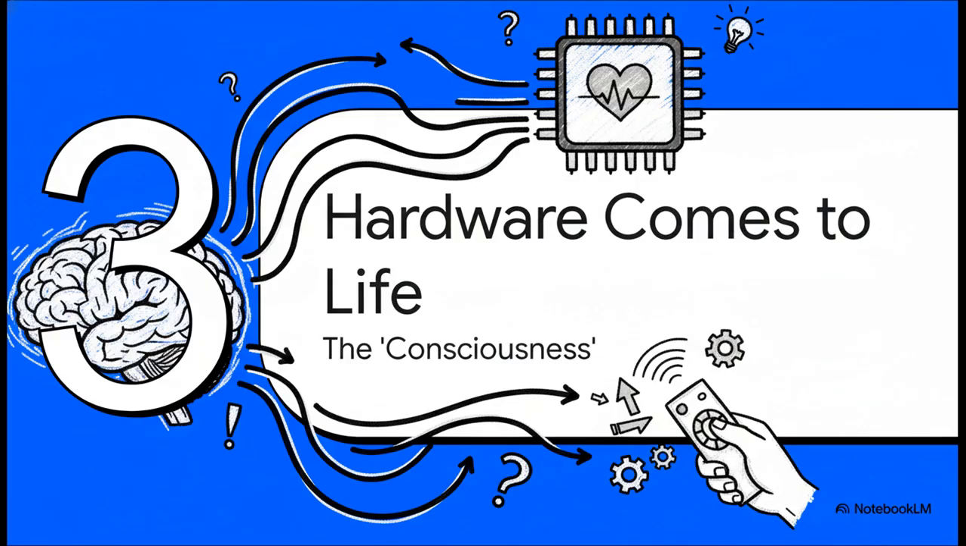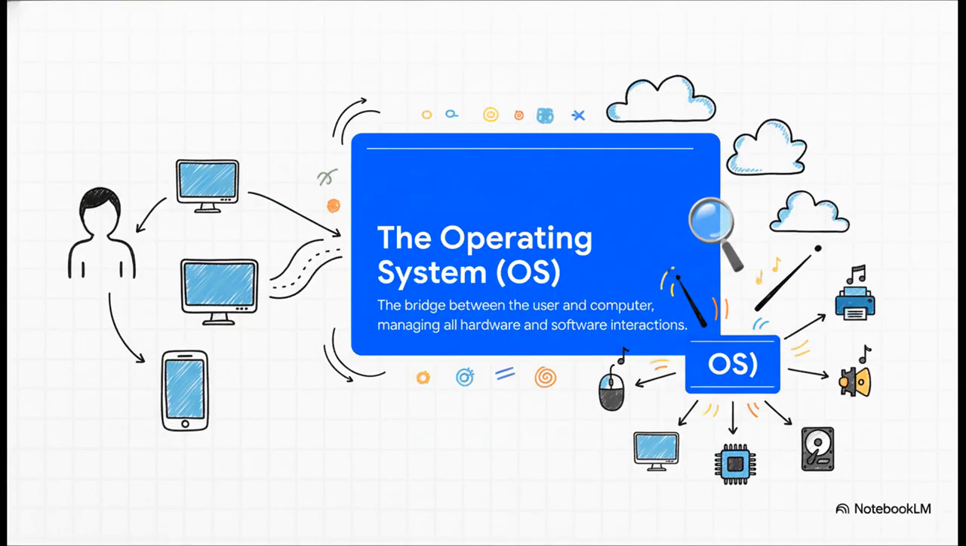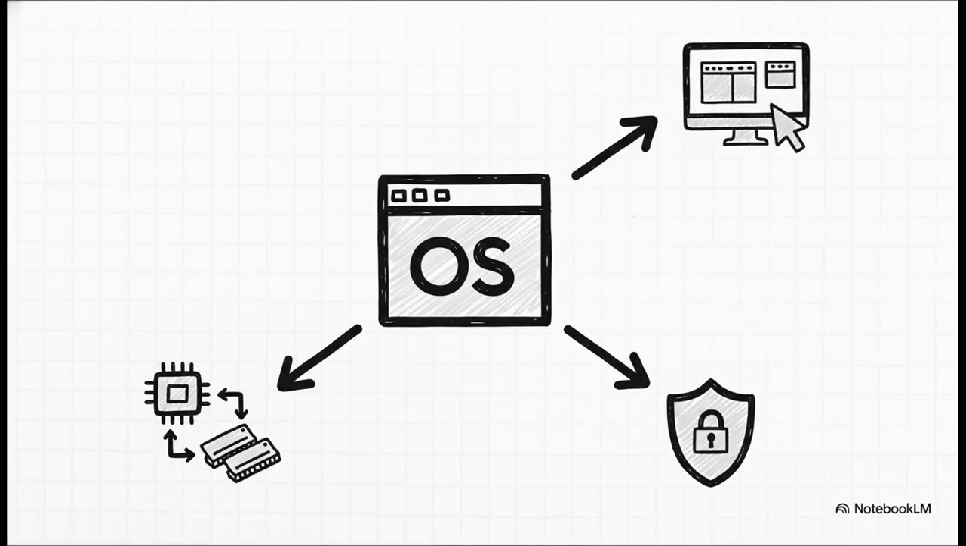Well, that's the job of the operating system. The operating system, or OS, things like Windows, Mac OS, or Android, is the master controller. It's the critical piece of software that translates between you, your applications, and all that hardware. The best analogy is really a conductor of an orchestra, making sure every single component is working together in perfect harmony. So what is this conductor actually doing?